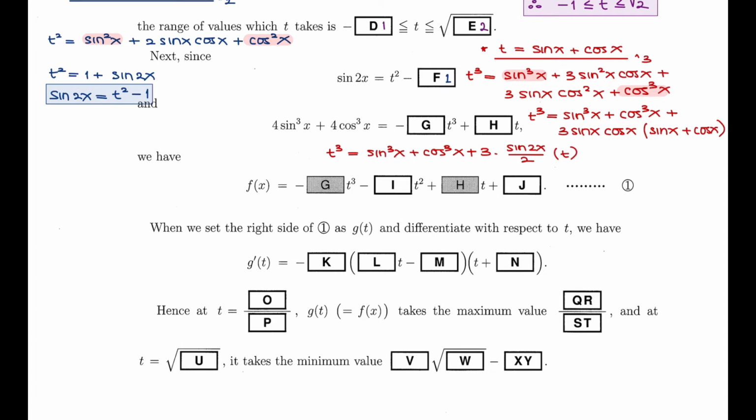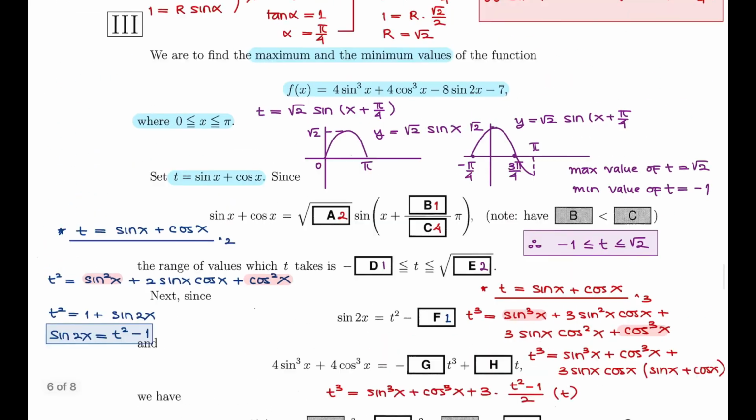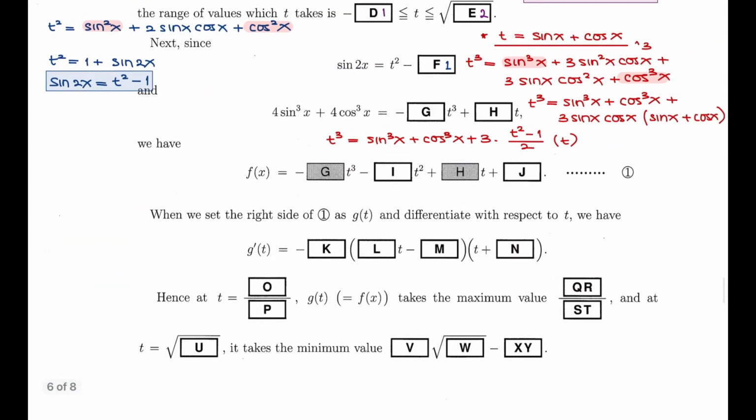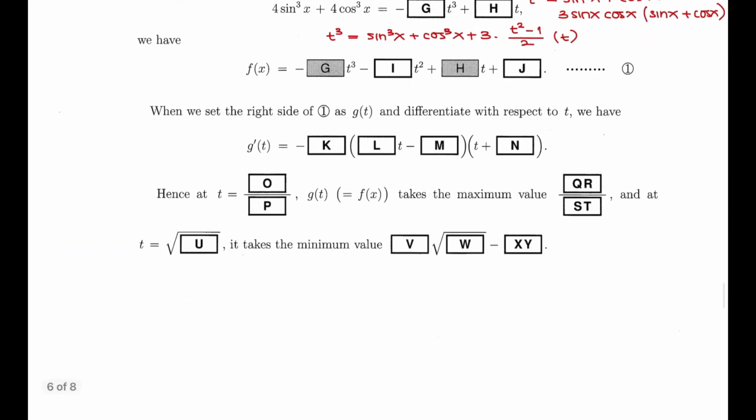And then the last thing to do is we express sine 2x in terms of t. Sine 2x is t squared minus 1. So I can change sine 2x here into t squared minus 1. Move this expression to the left hand side. We will get sine cubed x plus cos cubed x. I think I will continue it below here.